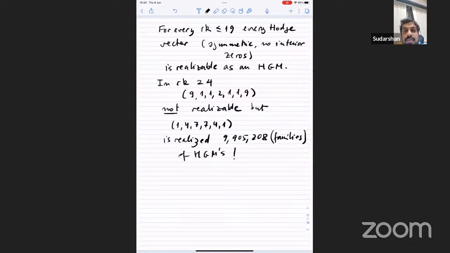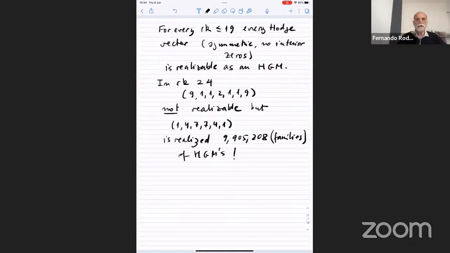Since you mentioned it, I would like to ask about that Hodge vector that you have written down. Does this give Hodge numbers for some pure motive, maybe not a hypergeometric motive? Which one? The last one here? The last one, 9112119. I don't know.